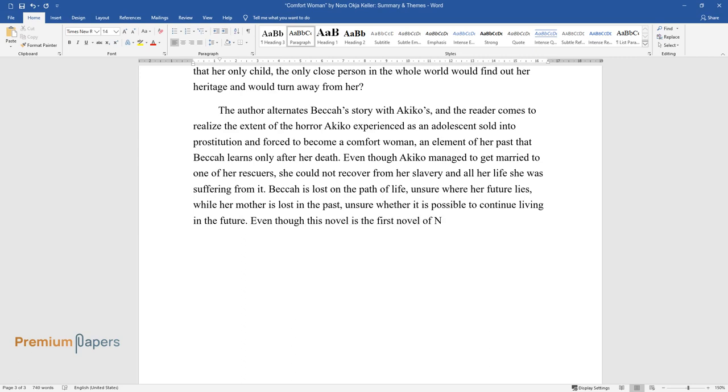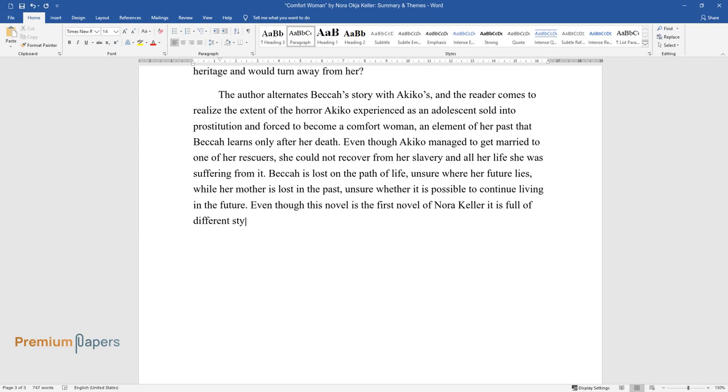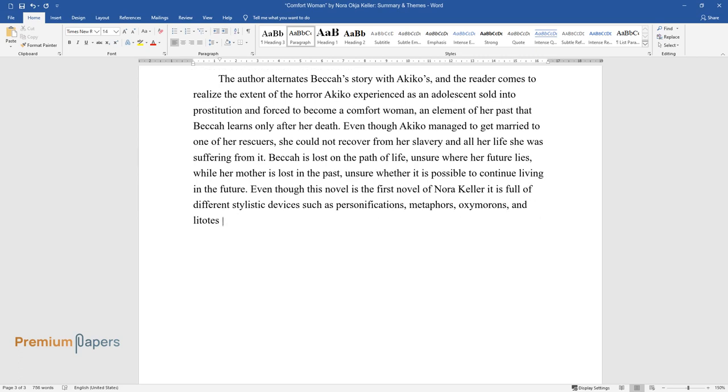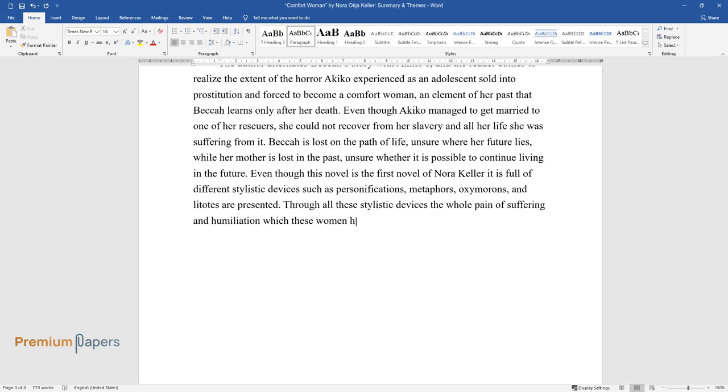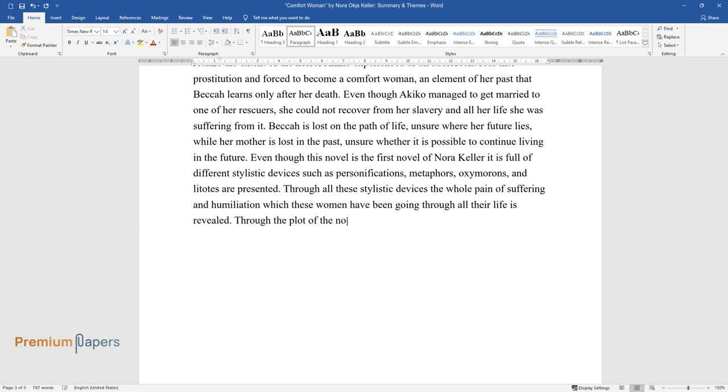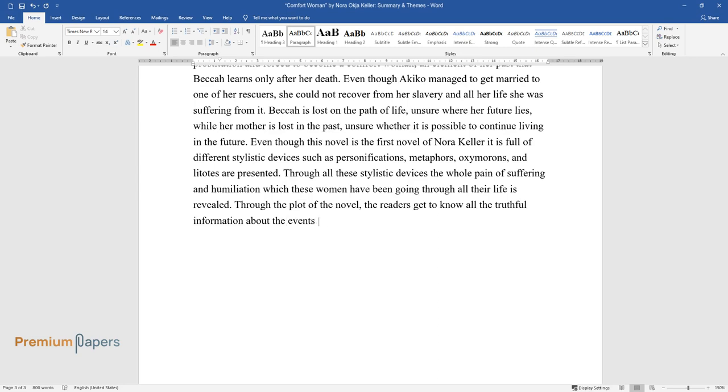Even though this novel is the first novel of Nora Keller, it is full of different stylistic devices such as personifications, metaphors, oxymorons, and litotes. Through all these stylistic devices, the whole pain of suffering and humiliation which these women have been going through all their life is revealed. Through the plot of the novel, the readers get to know all the truthful information about the events which were taking place during World War II.